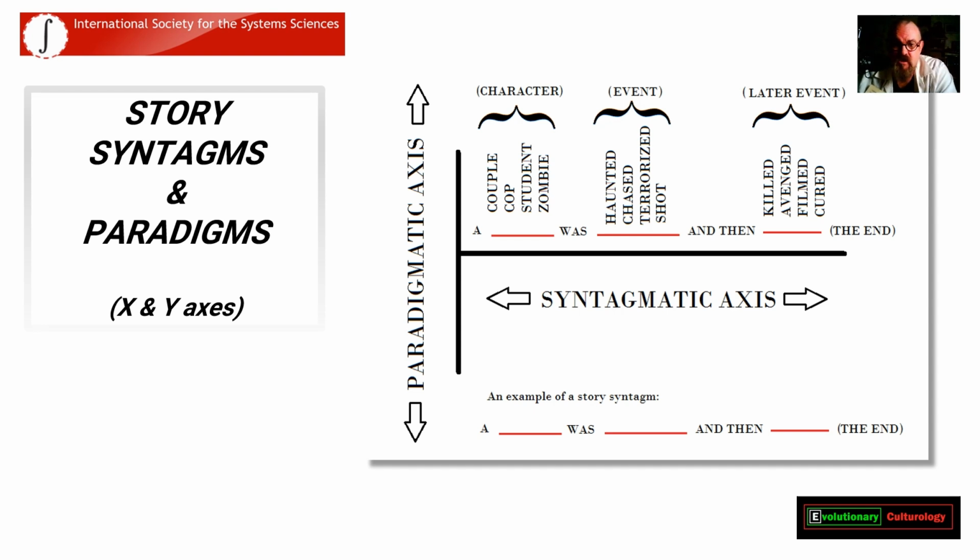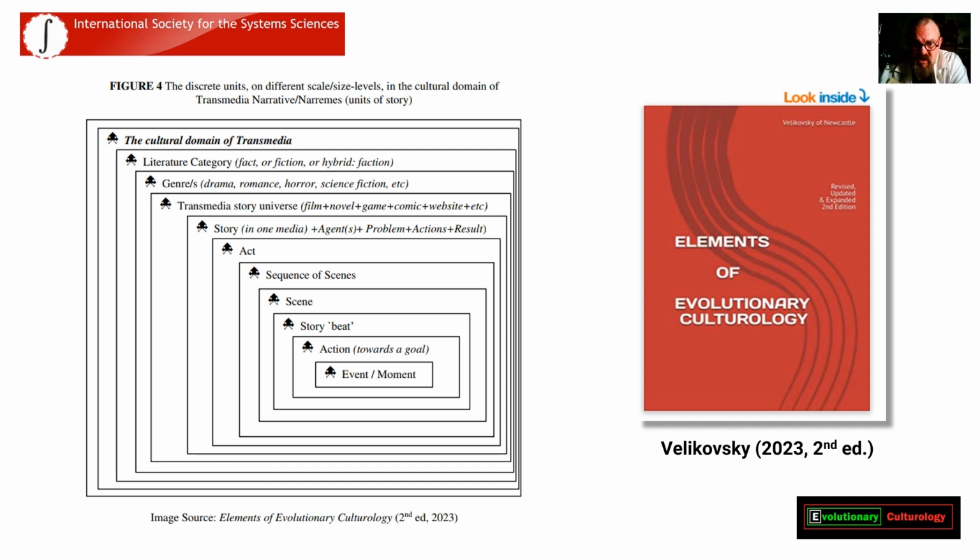Yeah, so anyway, next. What do we got here? Figure 4. Discrete units on different scale levels in the cultural domain of transmedia. Oh yeah, that's from Elements of EvCult. Again, you've got your 3 laws up, down and sideways there, from the whole cultural domain of transmedia, going down through literature, genres, transmedia story universes, each individual story like a film or a game or a novel, a TV episode or series. And in the story you've got your agent with their problems and the actions and results, and then within that the units on the different scale levels: acts, sequences of scenes, story beats, actions towards a goal, and an event or moment frozen in time like a still frame, or you can zoom down to a pixel if you want to keep going smaller. Next.